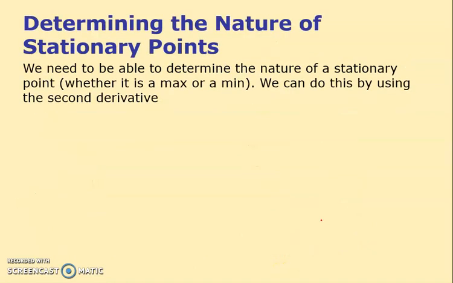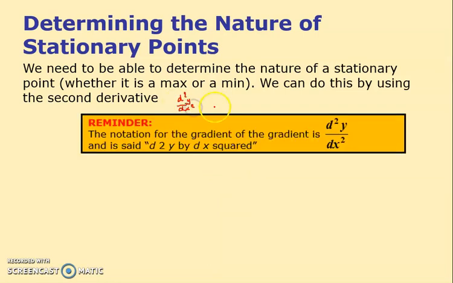So we do need to be able to determine the nature of the stationary points. We need to know whether it's a maximum or minimum. We do this using the second derivative. Well, I talked to you about that at the start, d2y by dx squared. So this is what d2y by dx squared is. This is how we say it.